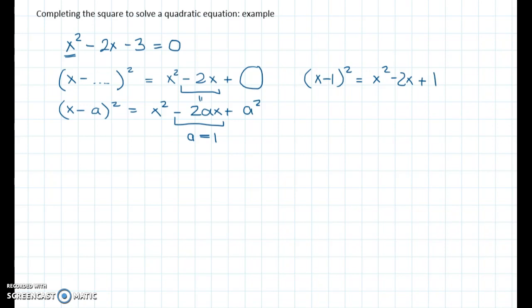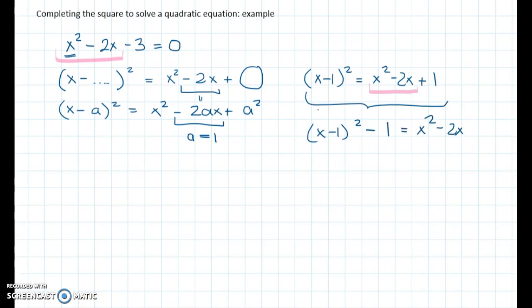And this x squared minus 2x is exactly what we have in the original equation, and that is what we're going to substitute, because we can isolate it from here and write that (x minus 1) squared minus 1 is equal to x squared minus 2x. And now we can go to our original equation and write this.